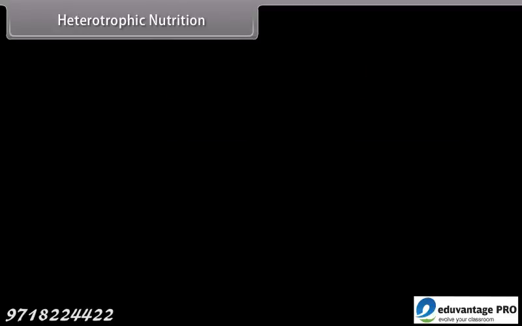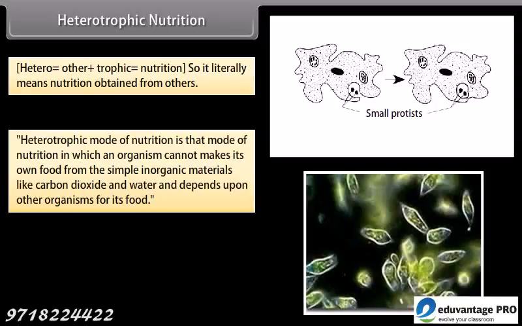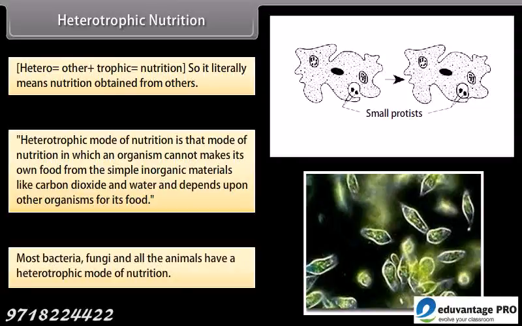Heterotrophic nutrition. Hetero, other, trophic, nutrition. So it literally means nutrition obtained from others. A heterotrophic mode of nutrition is that mode of nutrition in which organism cannot make its own food from the simple inorganic materials like carbon dioxide and water and depends upon other organisms for its food. Most bacteria, fungi, and all the animals have a heterotrophic mode of nutrition.